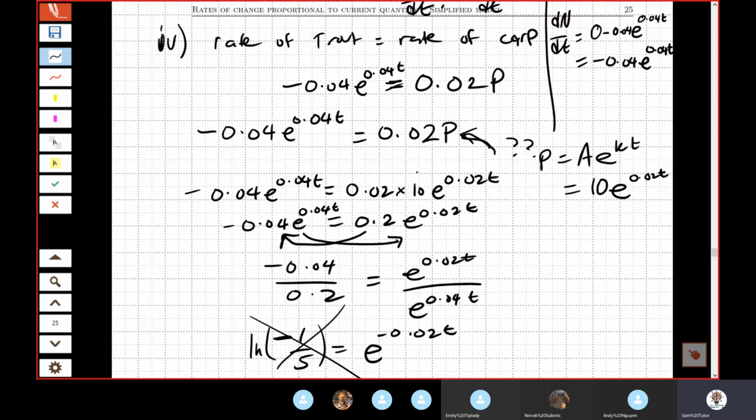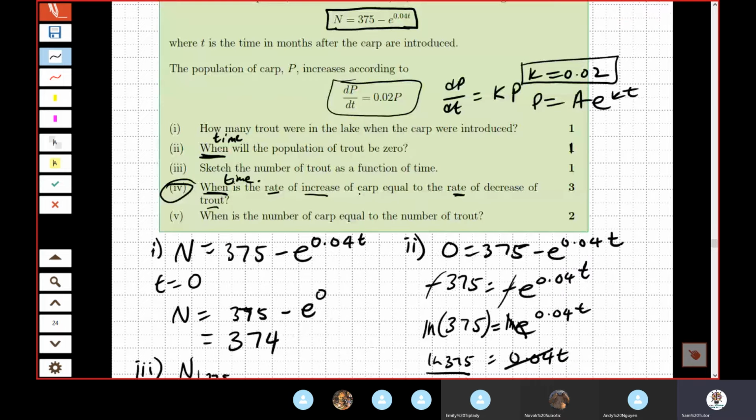When is the rate of increase of carp equal to the rate of decrease of trout?